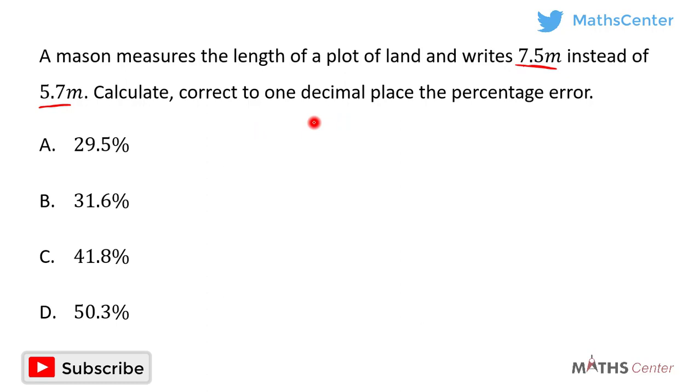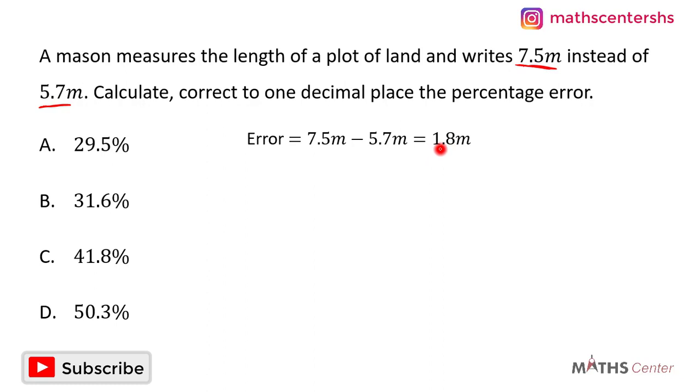Before we can get the percentage error, we first have to find the error. The error will be equal to 7.5 meters minus the actual measurement, which is 5.7 meters. So the error is equal to 7.5 meters minus 5.7 meters. And this will give us 1.8 meters.